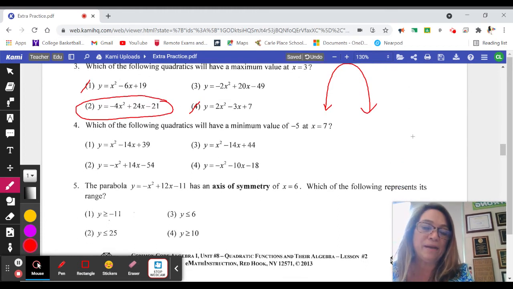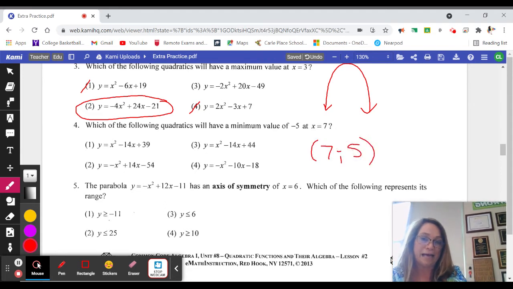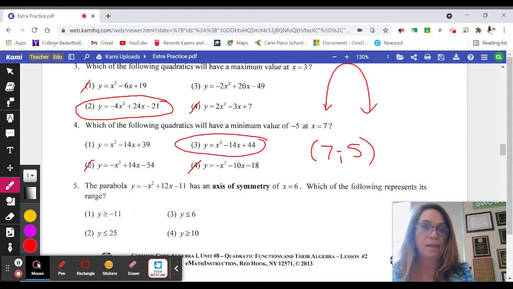Okay, which of the following will have a minimum value of negative 5 at 7? So that's going to be the vertex. So since it's a minimum value, it cannot be 2 or 4. So I'm going to type this into my calculator, and I'm going to type option 3. Y equals x squared, subtract 14x plus 44, second graph is table, and 7, negative 5 is indeed the turning point.